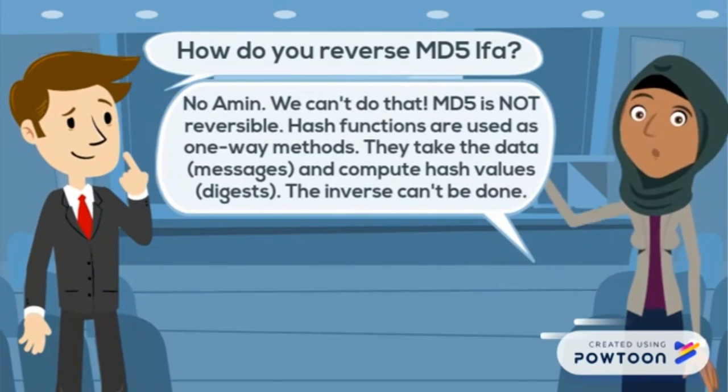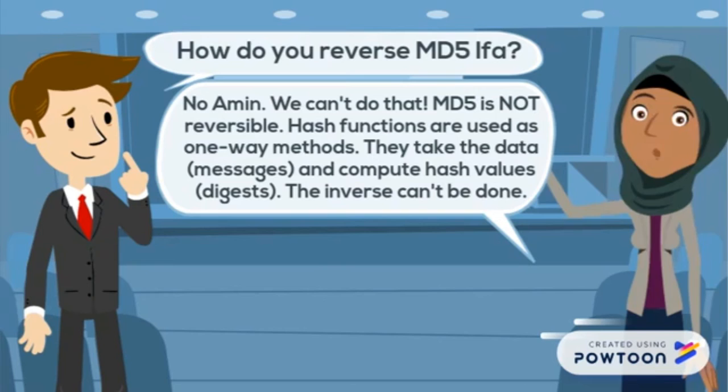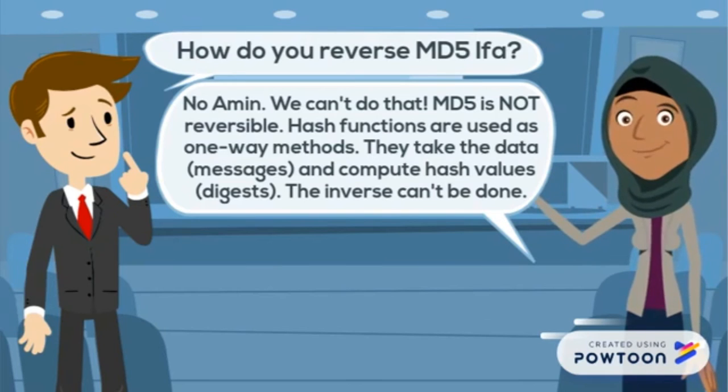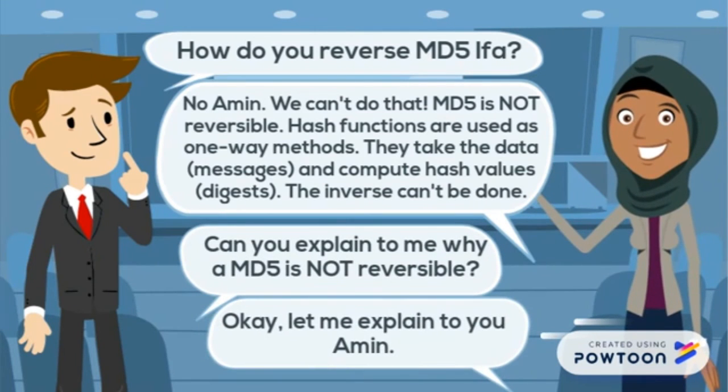How do you reverse MD5, Ifa? No, Amin, we can't do that. MD5 is not reversible. Hash functions are used as one-way methods. They take the data and compute hash values. The inverse can't be done.